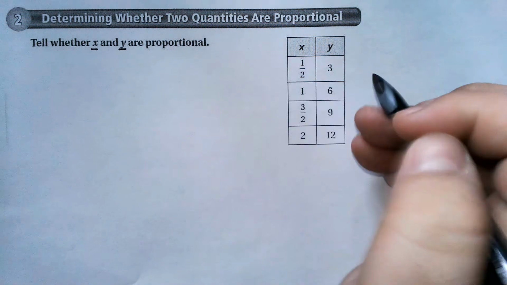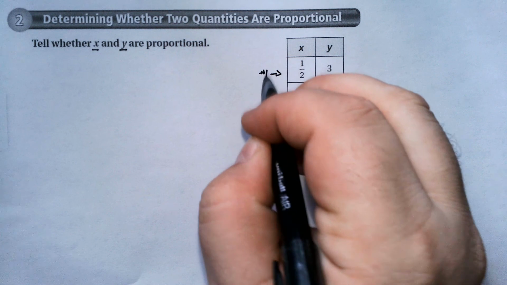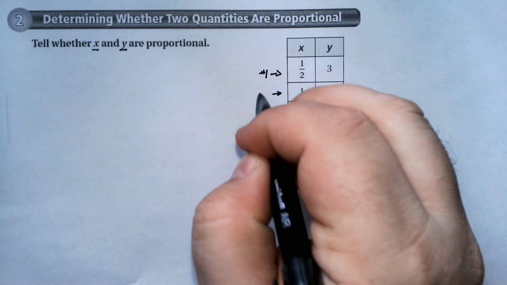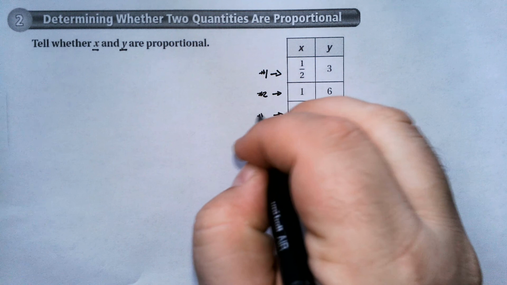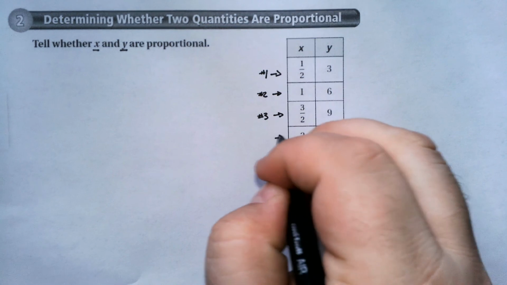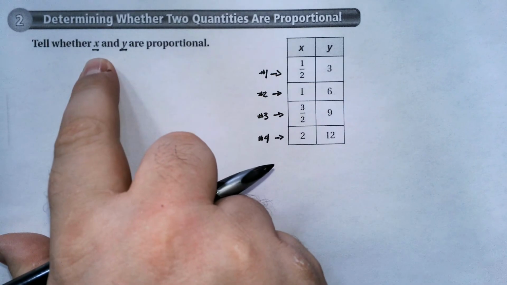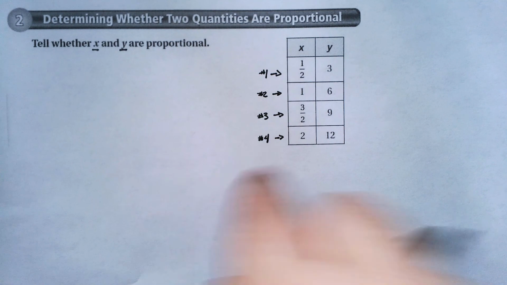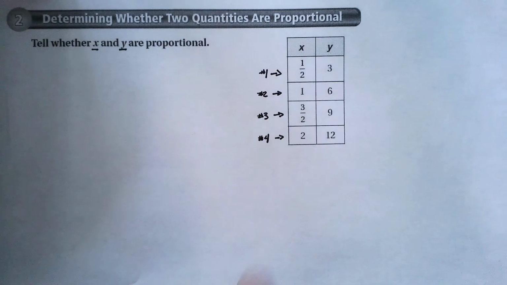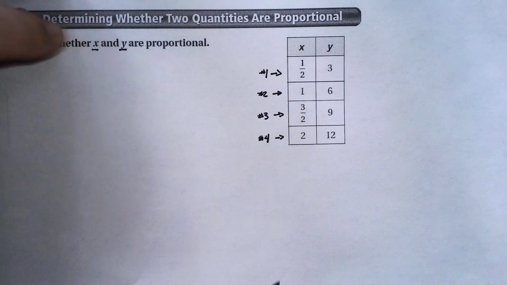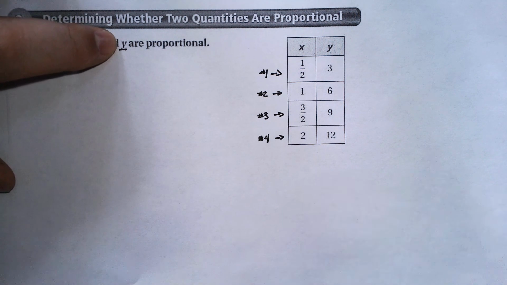What you want to do is you have four options. You can choose option number one, option number two, option number three, and option number four. The problem is you actually have to choose more than just one of these. In other words, you actually have two of these. And it doesn't come across that way because this says tell whether x and y are proportional.